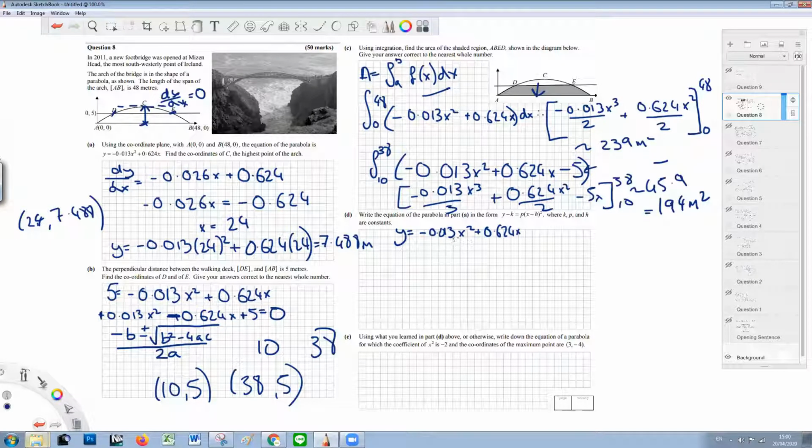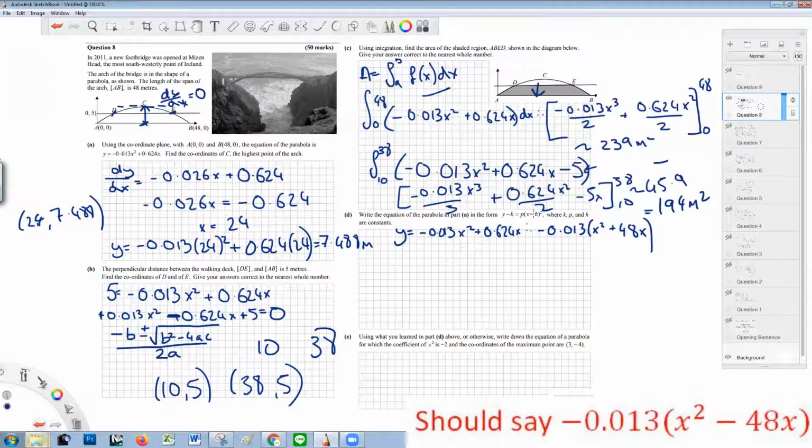So 0.013 actually divides into this 48 times. Because half of it went in 24 times, so double it, it's going to go in 48 times. So it's going to be 0.013 x squared plus 48x. So now we have something in this format. Getting close, at least.